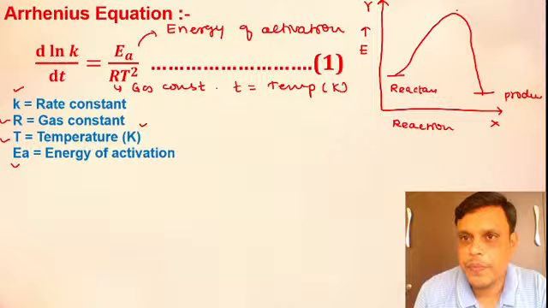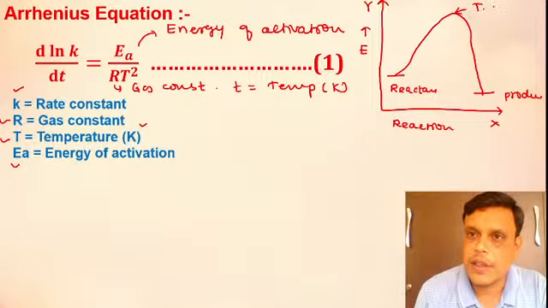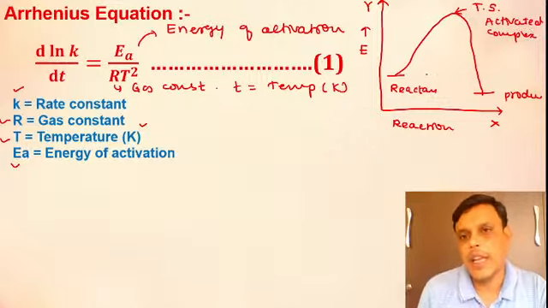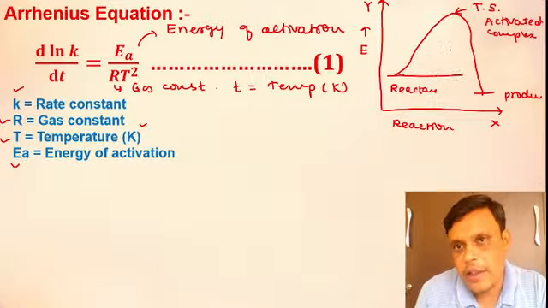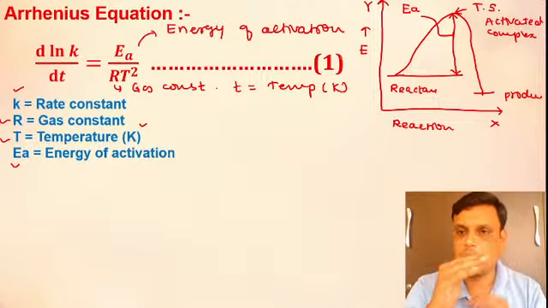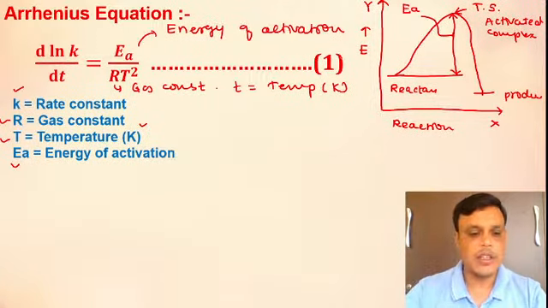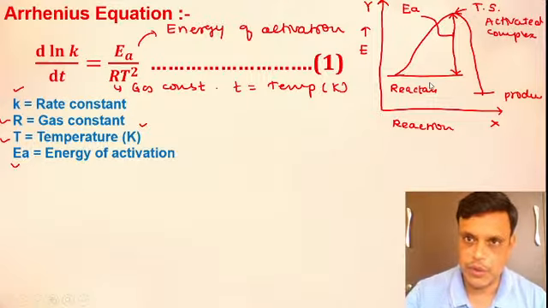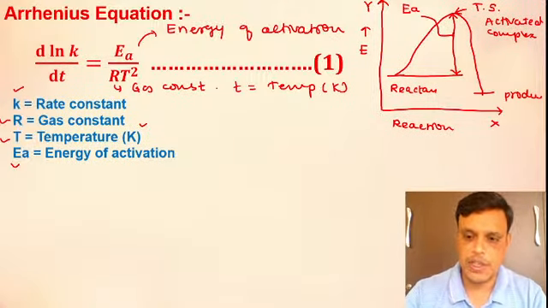So what happens, these reactants go up, and this peak is called a transition state or activated complex. Now the energy gap between the reactant and this activated state is called the energy of activation, Ea. It has the dimension of energy, and it is the minimum amount of energy required for a reactant molecule to go into the transition state or activated complex. The rate depends upon this energy of activation.